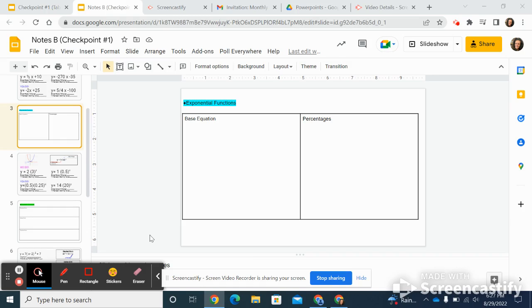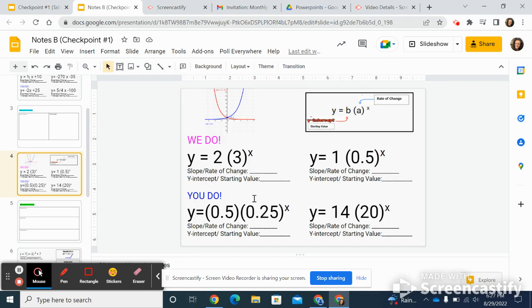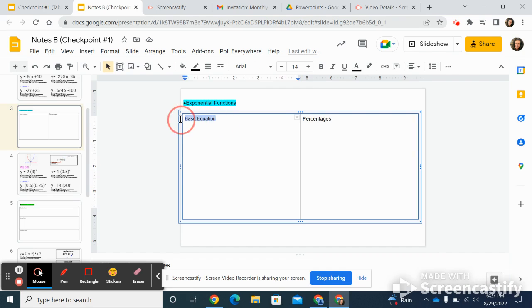Hi everyone, this is video 2 of our notes B, and this will be all about our exponential equations. Last one was about linear, this one is about exponential. So again, just like linear, we're going to have two separate equations that represent exponential. And then we're going to do some examples with the actual numbers in the equation. So our two equations are called the base equation, and then our second equation for exponential is called percentages.